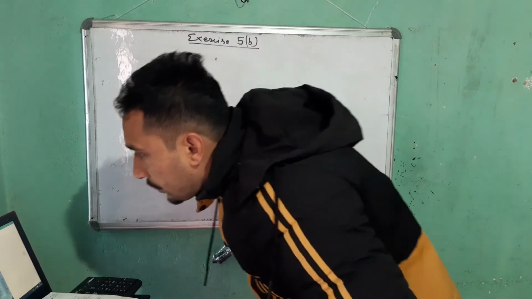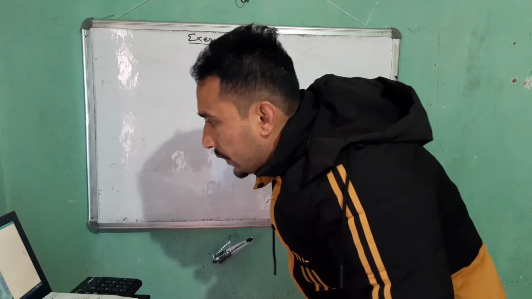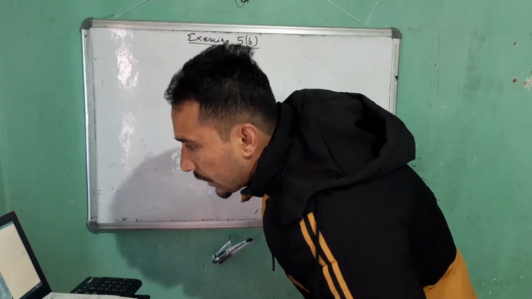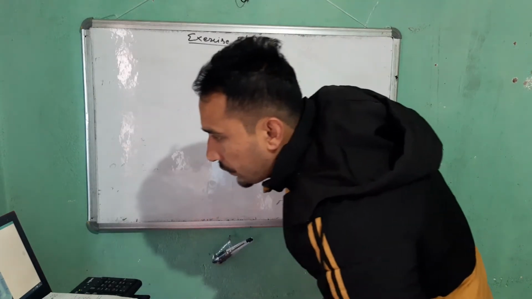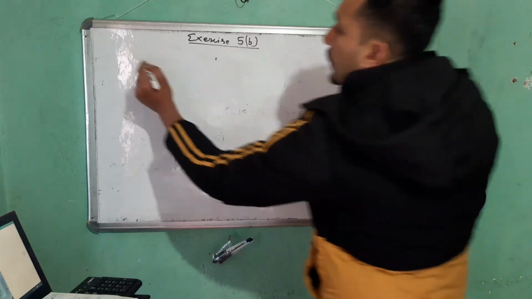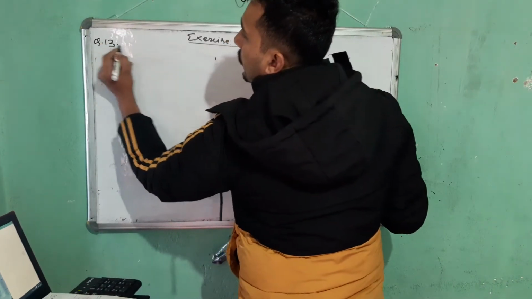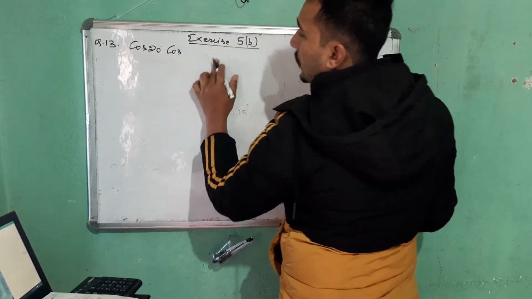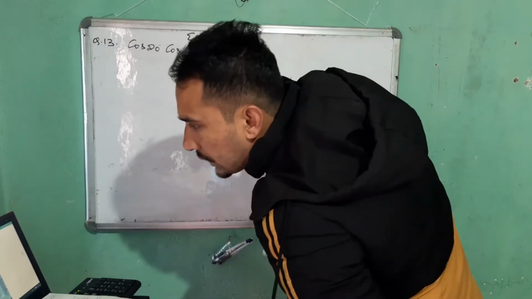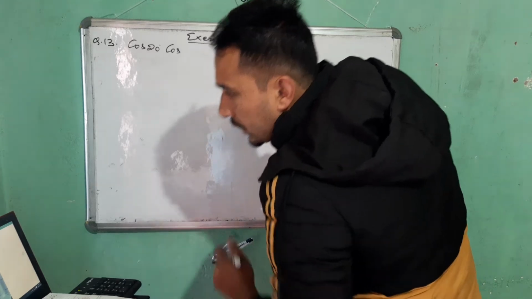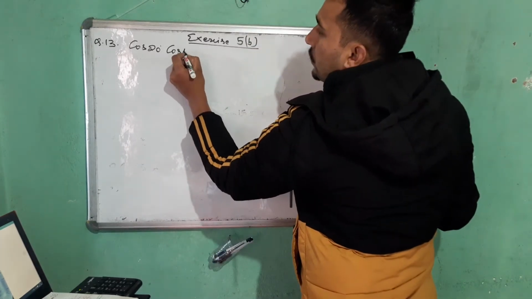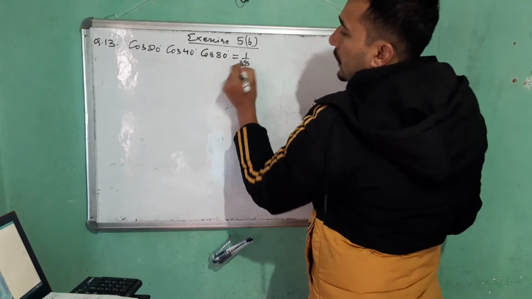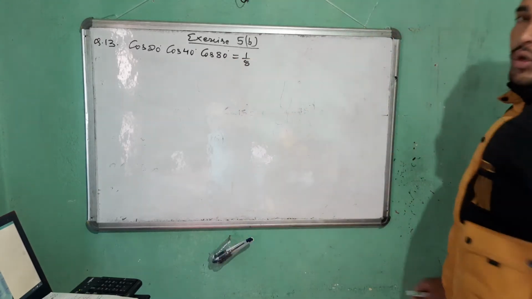Now question number 12, part 2 is also a similar type of question, you try it on your own. Okay, next, number 13. We have cos 20 degree, cos 40 degree, cos 80 degree is equal to 1 by 8. This you have to prove. This is also a prove that.